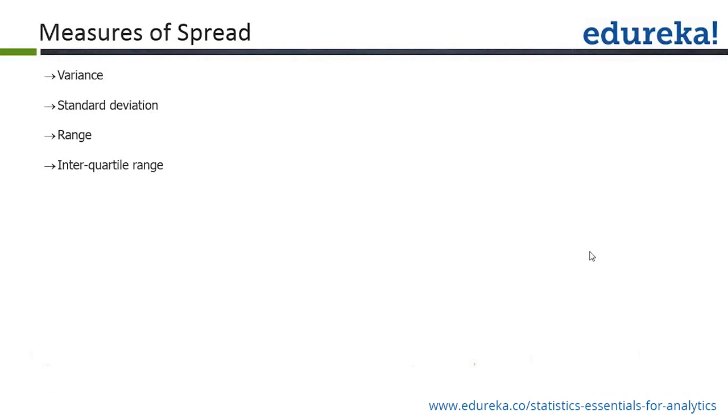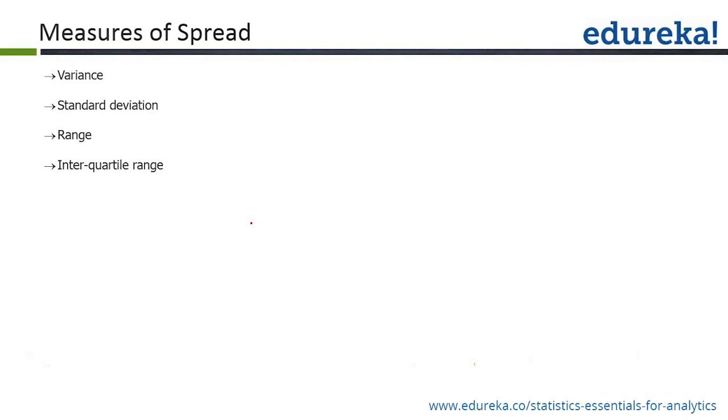So by this time, given data, we have talked about measures of centrality, right? Now let us talk about the measures of spread. There are basically 4 measures of spread, as you can see in this slide. The first measure is variance, the second is standard deviation, the third is called range, and the fourth is called interquartile range.